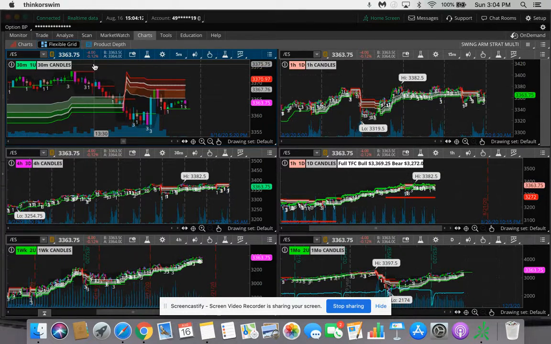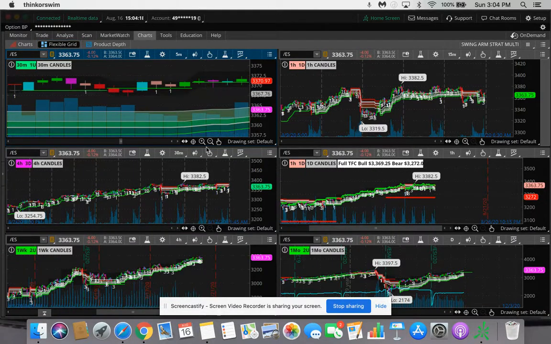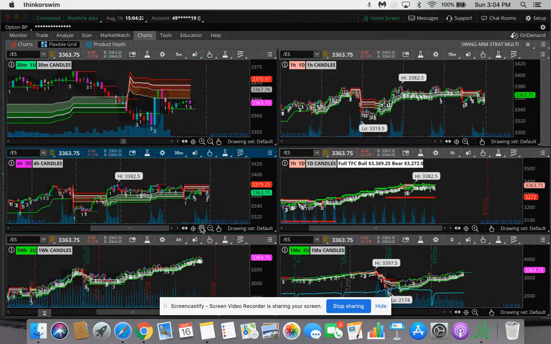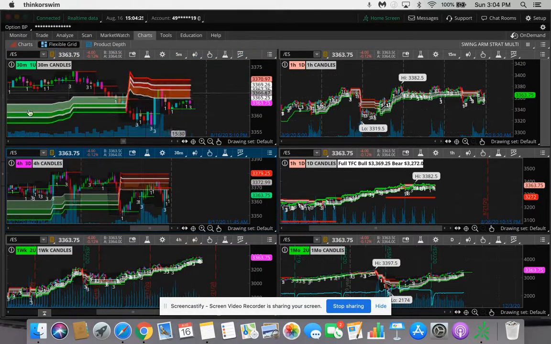By the way, I recommend you try this multi-timeframe so that you can switch back and forth between charts, and you can see what price action is doing. I'm also using a swing arm here, which is a different study, different method, but I like using it.